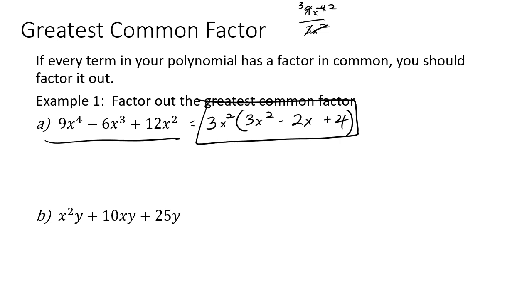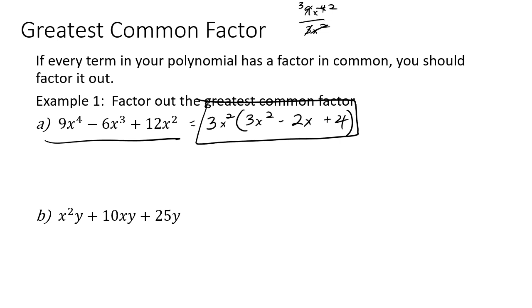For part B, we've got more terms floating around. We've got constants, we've got x's, and we've got y's. So remember, we've got to have something in common between all terms in order for this greatest common factor method to work out the way we want it to. So take it a piece at a time. Think about the constants, think about the x's, think about the y's.